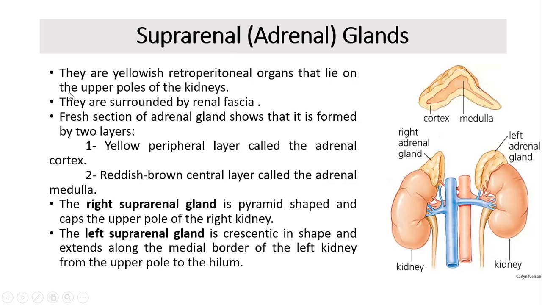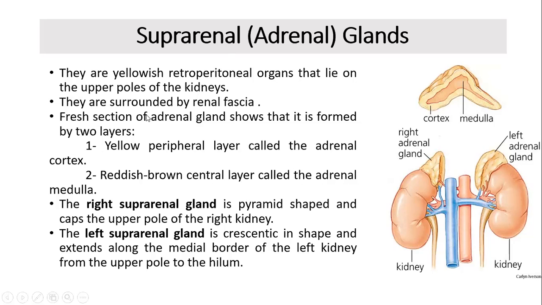Okay, as we said, they are surrounded by renal fascia. So there is a fascia covering the kidney, that is called the renal fascia. The same fascia will continue above and even cover the suprarenal gland. It not only covers the kidney but also the suprarenal gland. Okay, this is called the renal fascia.